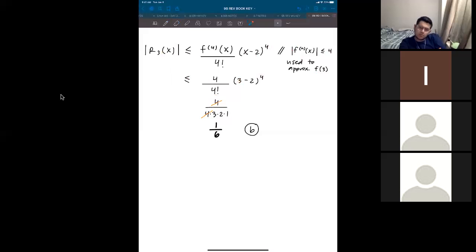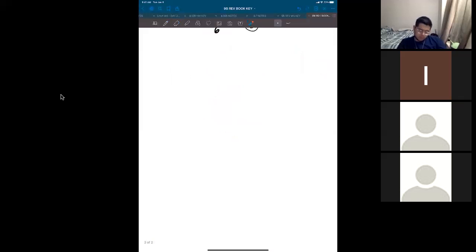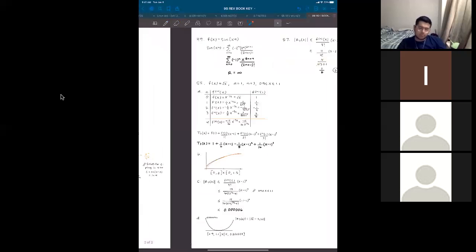Sometimes the problem will say, like on the AP exam, show that the error is at most, and they'll give you a fraction. And so basically you just do this process and you go, oh, look, it's less than whatever fraction they provide. It's always rigged to work like that. Okay, Jesus, you asked about 47.